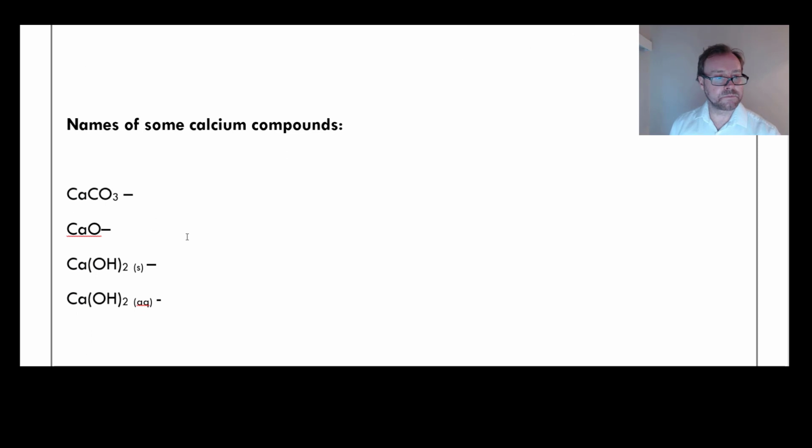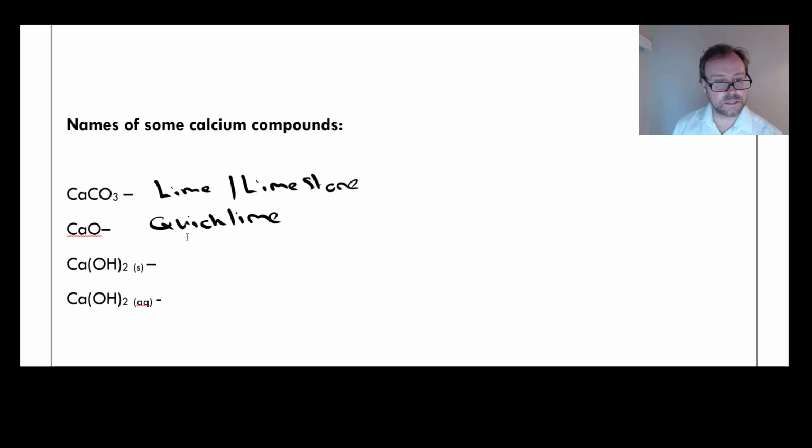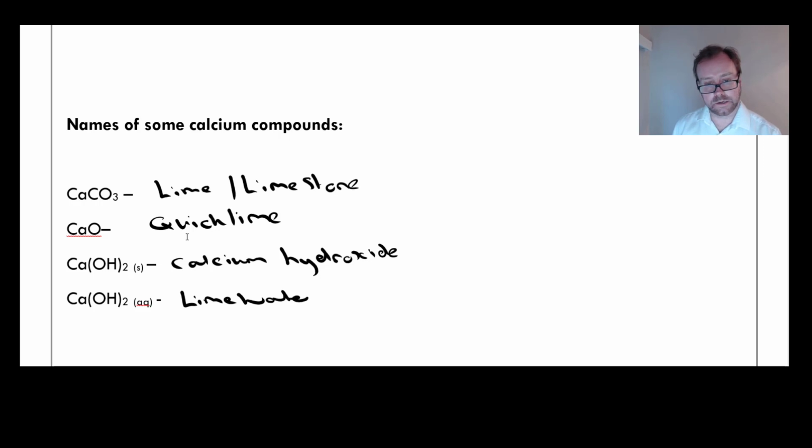So names of some calcium compounds. So this is calcium carbonate, but you may also see it described as limestone. You don't particularly need to know it, but it's helpful to know. Calcium oxide might be referred to as quicklime. Calcium hydroxide as a solid is usually just referred to as calcium hydroxide. However, when it's aqueous, we describe it as lime water.